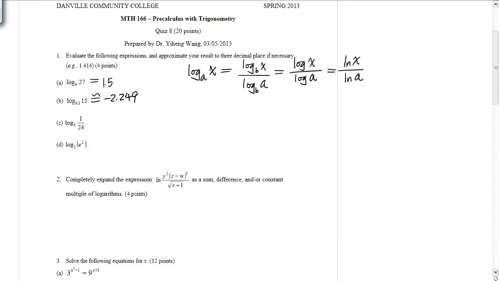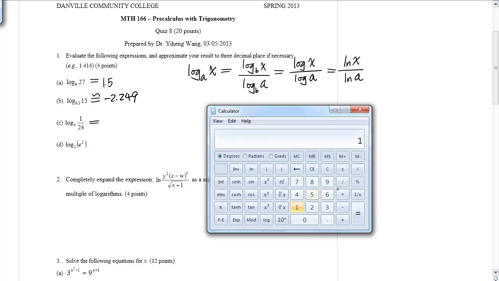And then again, we have log. For this one right here, you want to calculate 1 over 24 first, and then log divided by 4 log, and that equals negative 2.292.